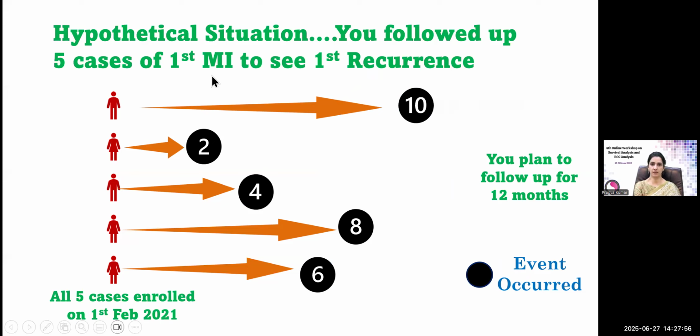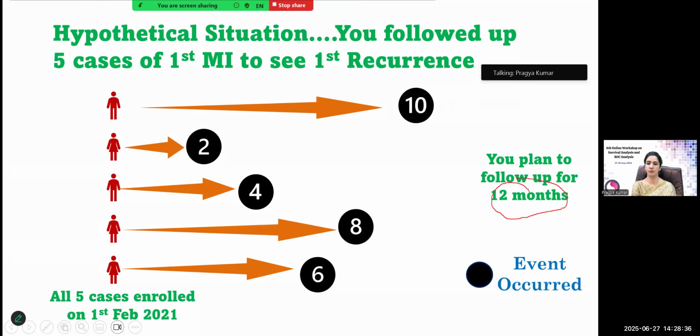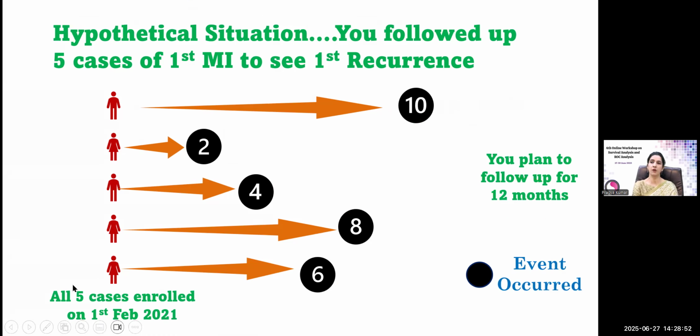This is again one hypothetical situation where we want to show you the difference between mean survival time and median survival time. Because in survival analysis, we always express results in terms of median survival time. These are 5 cases, and I am following up these 5 MI cases to see the recurrence of MI. The first individual developed MI at 10 months, the second person at 2 months, the third at 4 months, the fourth at 8 months, and the fifth at 6 months. In these 5 cases, I enrolled everyone on the same date, the 1st of Feb, and in all these cases the event had happened.